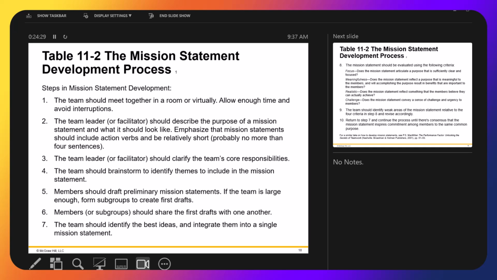Steps in the mission statement development. A team should meet together in a room or virtually. Allow enough time and avoid interruptions. Vitally important. You have to have some formal way of meeting and getting together, and it has to be void of interruptions. And I'll give you an example.